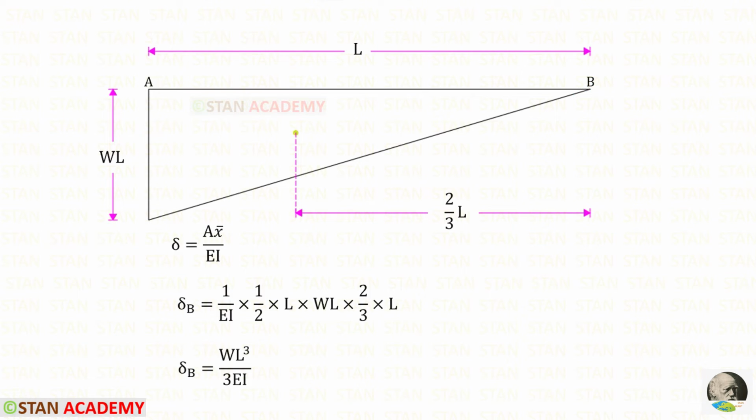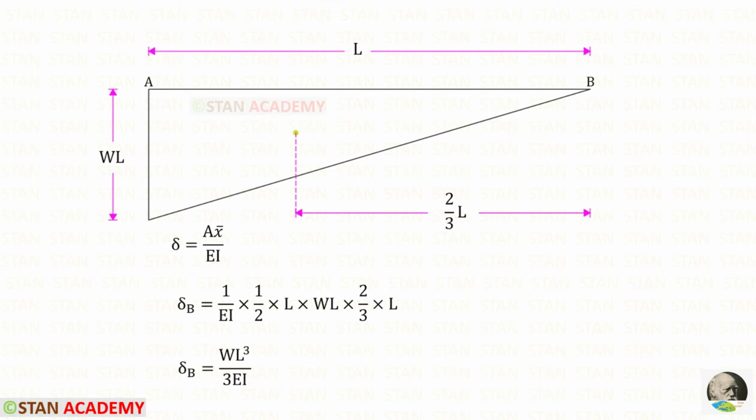The formula to find the deflection is area x bar upon EI. X bar is the horizontal distance from the center of gravity to the point B. We know that for this triangle, the center of gravity lies at a distance of 2 upon 3 L from the point B.